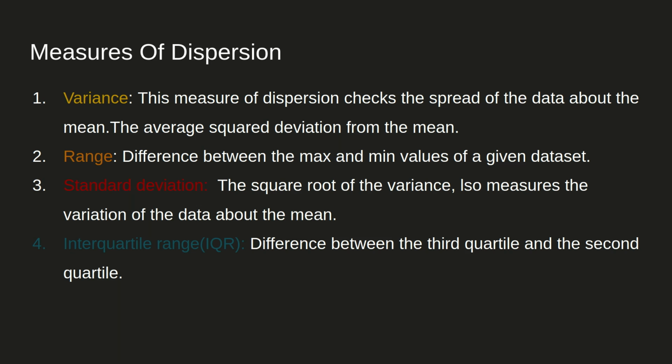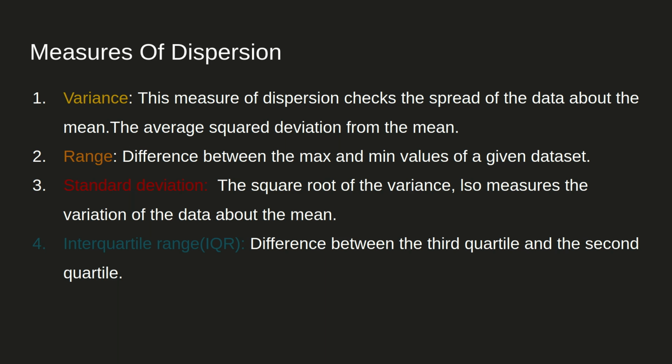Variance is a measure of dispersion that checks the spread of the data about the mean, right? Variance just checks how spread out the data is around the mean. It can also be called the average squared deviation from the mean. And what's range? Range is the difference between the highest value within a given column and the lowest value within a given data set. That is basically what the range is.